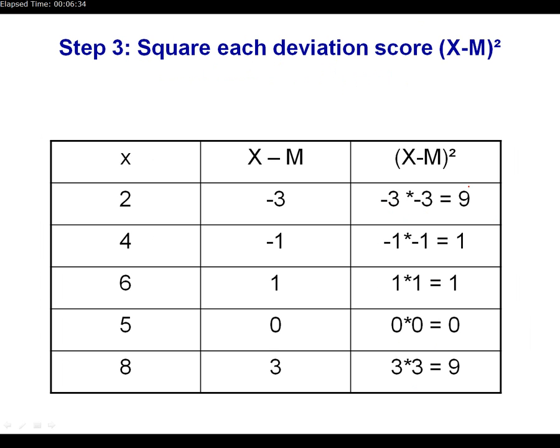It's going to get rid of the negative numbers because we can't have a negative distance from the mean when we're computing a standard deviation. So negative 3 times 3 is 9, negative 1 times negative 1 equals 1, etc., etc., etc.